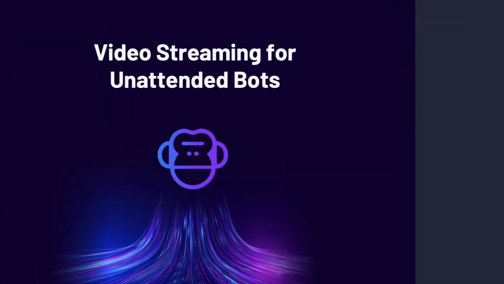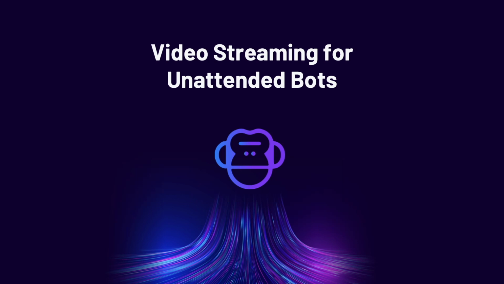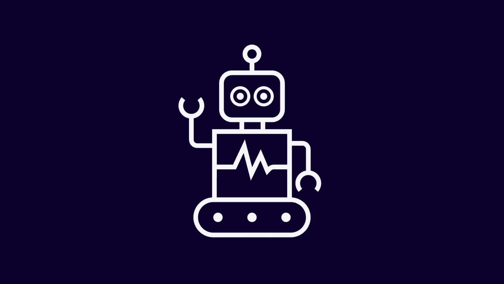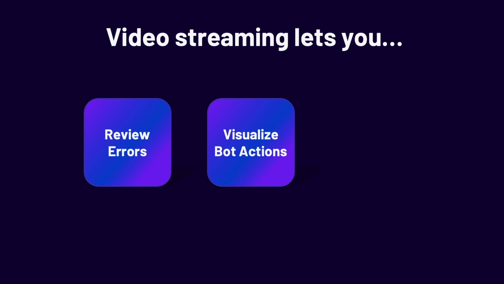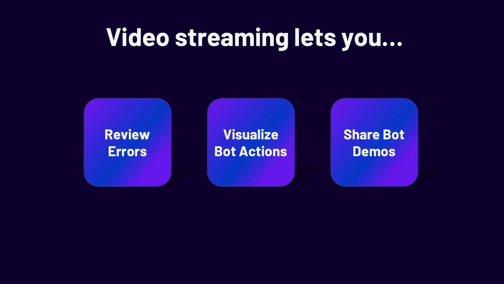Robocorp is excited to announce video streaming inside our Control Room orchestration solution. It displays video footage of unattended bots in action to help you understand how your bots behave and easily troubleshoot any issues. Video streaming lets you review errors with real-time or recorded bot footage, visualize step-by-step bot actions, and share RPA demonstrations with clients or other stakeholders.